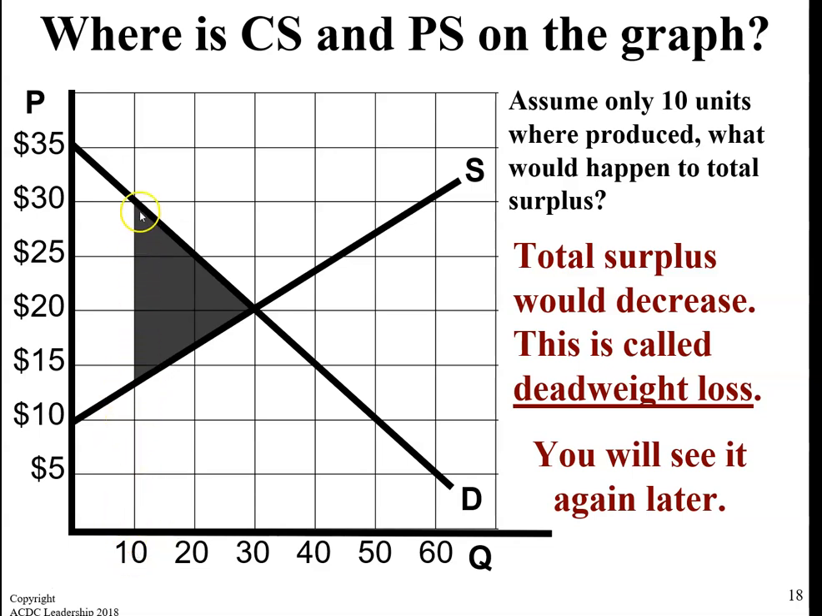Assume only 10 units are produced. So if that's the case here, what's going to happen to the total surplus? Total surplus is going to fall. It's no longer going to be this triangle here, but just this portion right here. This is identified then as a deadweight loss. We'll come back to the concept of deadweight loss throughout the semester.